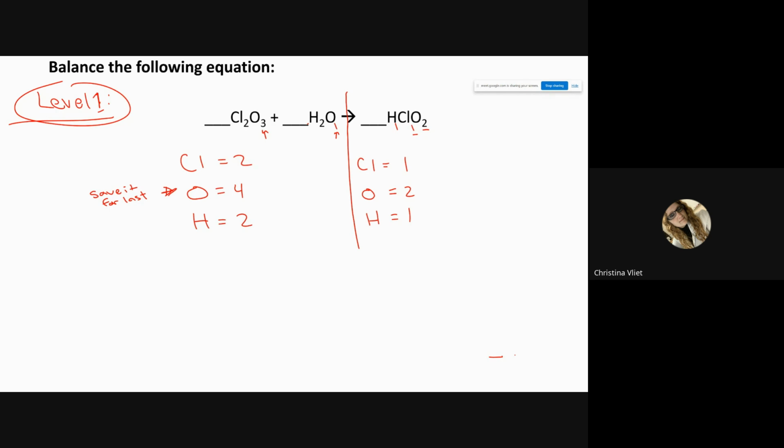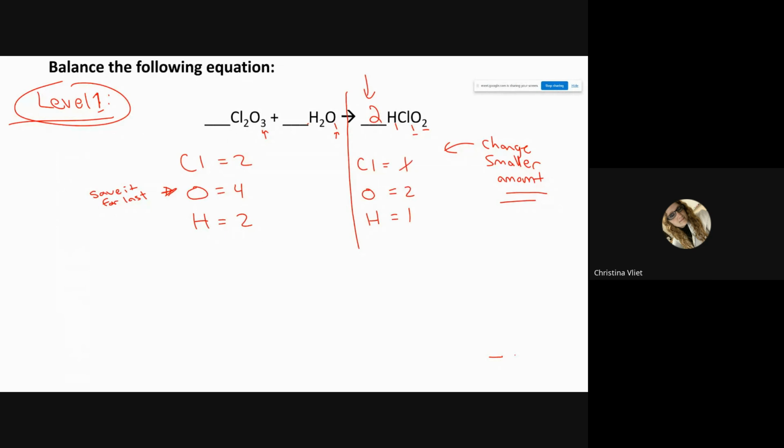Chlorine, I want to change a 1 to a 2 to match each other. So do I change 2 to 1 or do I change 1 to 2? Always change the smaller number to be equal to the bigger number if possible. So always change the smaller amount. How do I change a 1 to a 2? What number do I have to put in the front here? Because remember, we can only change the numbers in front. So we put a 2 here.